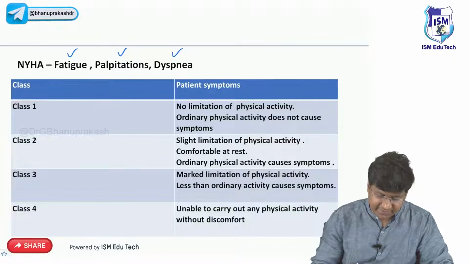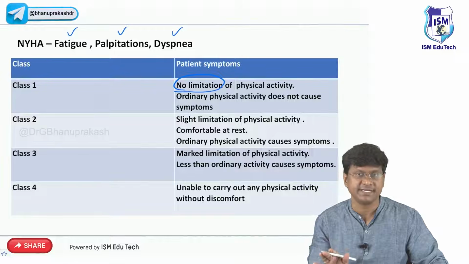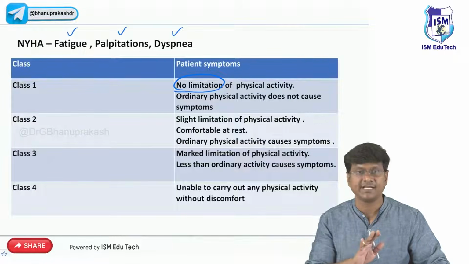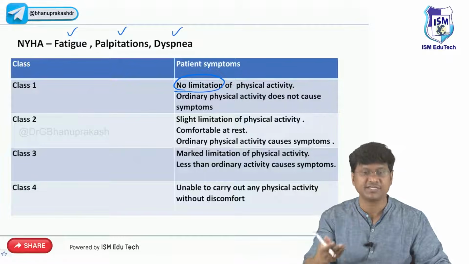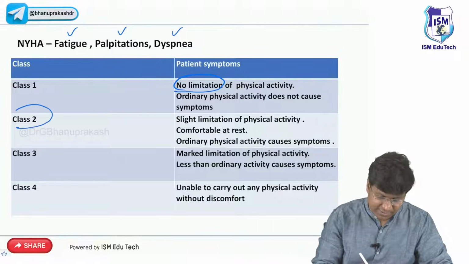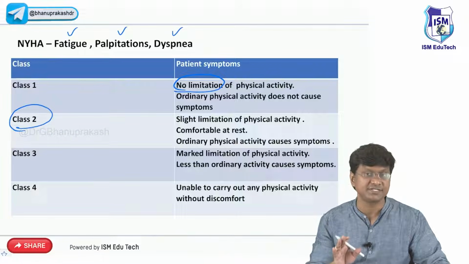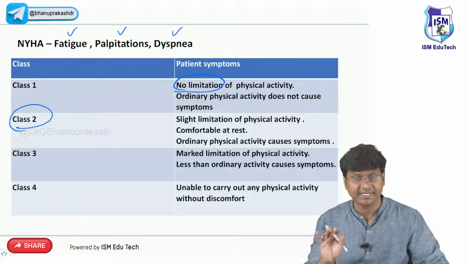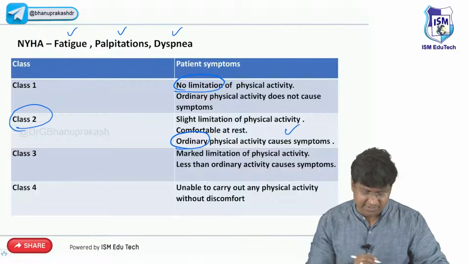So if you take NYHA class 1, in this individual there is no limitation of physical activity. In the sense, ordinary physical activity does not cause any symptoms. Only if the individual does any exertional activity will there be dyspnea. That is class 1. Then what is class 2? Class 2 is where there is slight limitation of physical activity. These patients are comfortable at rest, right? They are comfortable at rest, and ordinary physical activity will cause the symptoms.